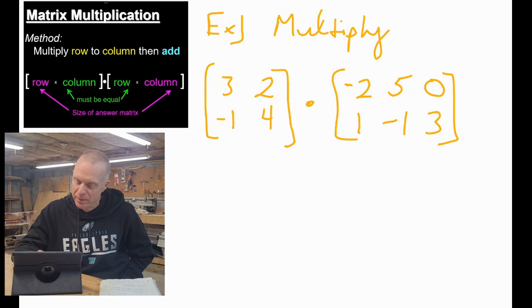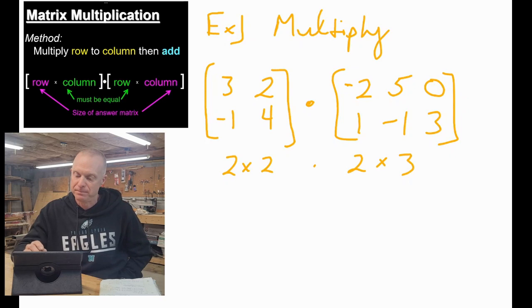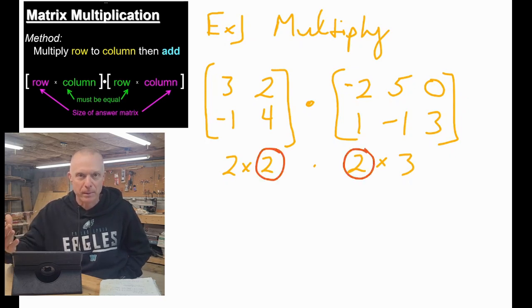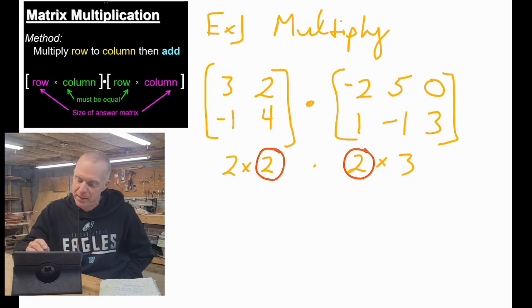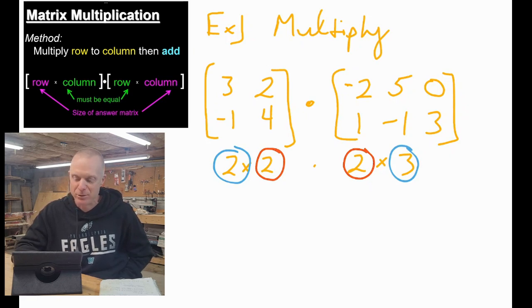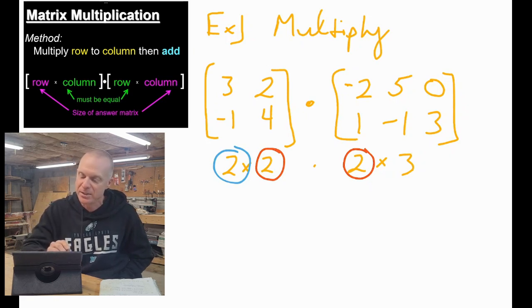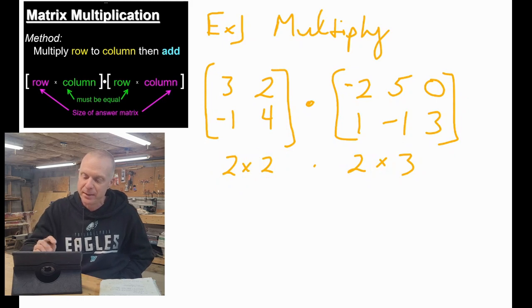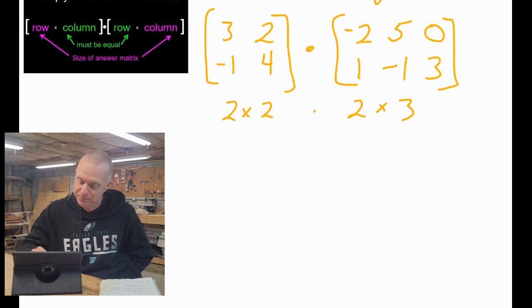What do we mean? Well, this matrix is a 2 by 2. It has 2 rows and 2 columns. And this matrix over here is a 2 by 3. It has 2 rows and 3 columns. Now remember, these inner numbers have to be the same in order for you to do the problem. So that's good. They are the same. And these outer numbers are going to end up being the size of my matrix, the final size. That is a 2 by 3. So that means we're going to end up with 6 numbers.